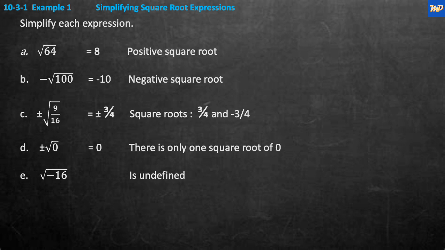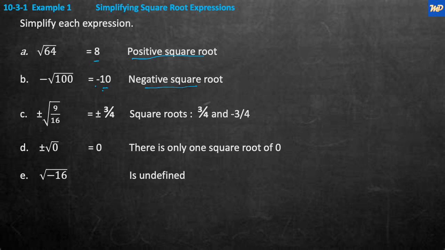Okay. Example 1. Simplify square root expressions. Simplify each expression. There are 5 of them here. A, what is the square root of 64? The square root of 64 is 8. 8 times 8 is 64. It's a positive square root. Okay? How about negative square root of 100? That is negative 10. The negative is outside. The square root of 100 is 10, so it's negative 10. This is the negative square root of 100.